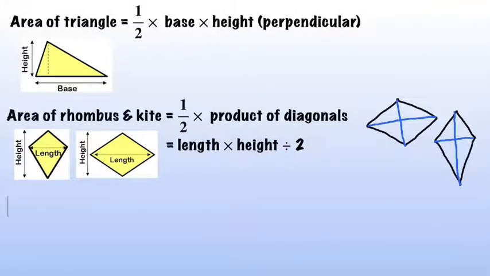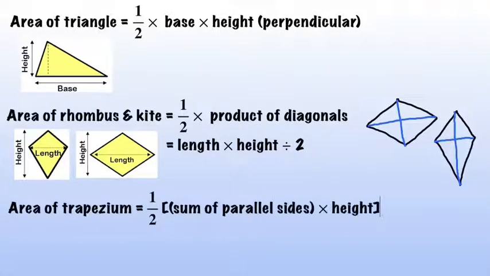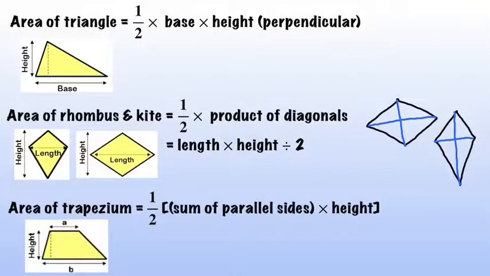So the last one we are going to look at is trapezium. The area of trapezium is 1/2 times the sum of parallel sides times its height. So let's look at this picture. The sum of parallel sides means that for trapezium, the parallel sides are this side and this side, right? It's A and B. So we need to add A plus B, then times its height.